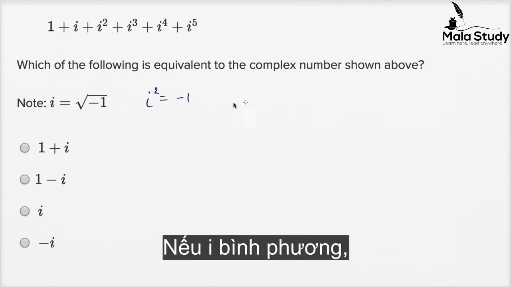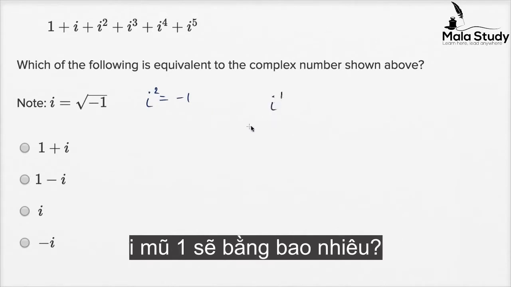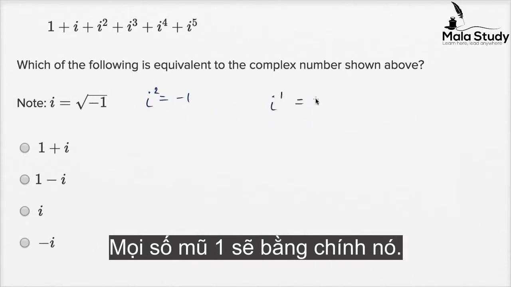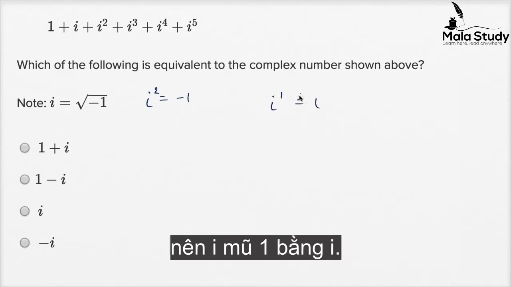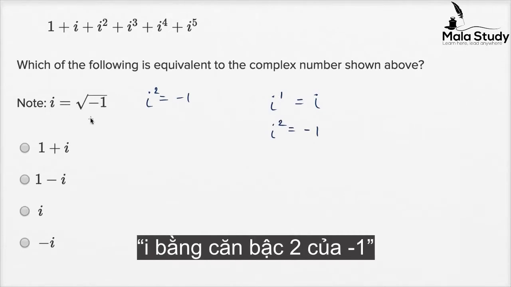Let's just think about the different powers of i. So what's i to the first power? Well, anything to the first power is just going to be itself, so that's just going to be i. What's i to the second power? Well, we just saw that. i squared is going to be negative 1. That's the definition of i. Or some people define it that way. Some people would say i is equal to the square root of negative 1.